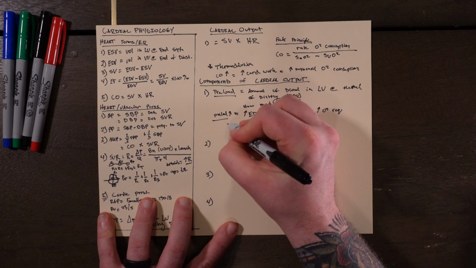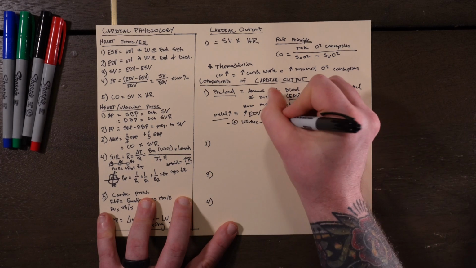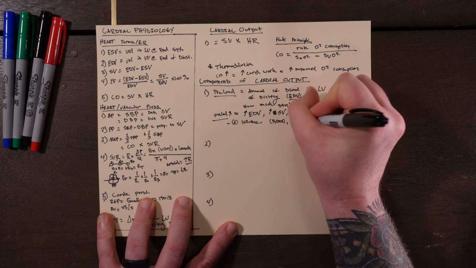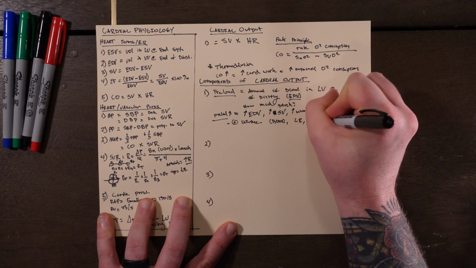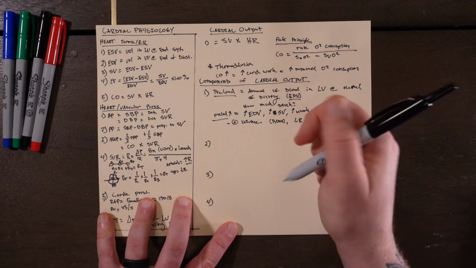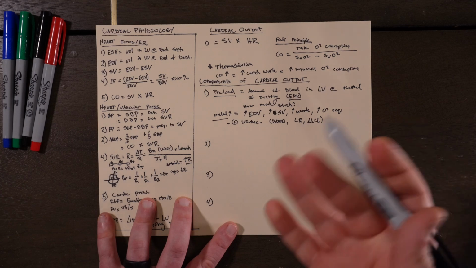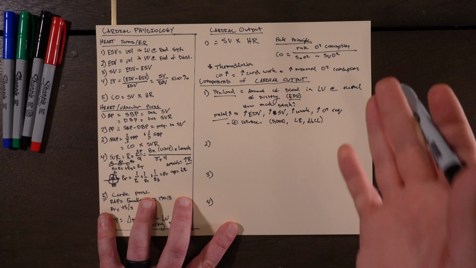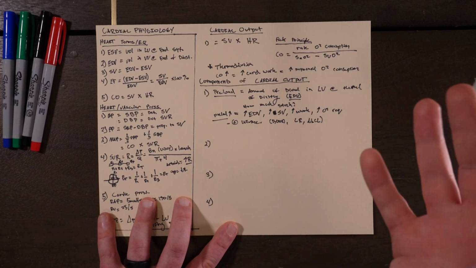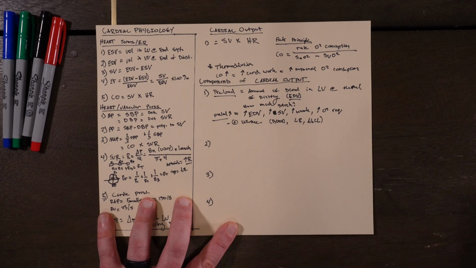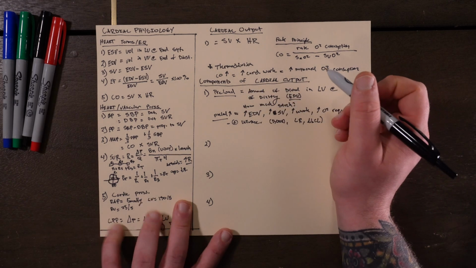All right, so how do you increase preload? Well, you can give volume. You can give blood. You can give LR. You can give NaCl. You can give fluids. You can give osmotic fluids. You can give crystalloid fluids. You just want to increase the amount of volume in the system. That's going to increase the amount of blood return to the heart, which is going to increase the end diastolic volume, thus increasing preload.